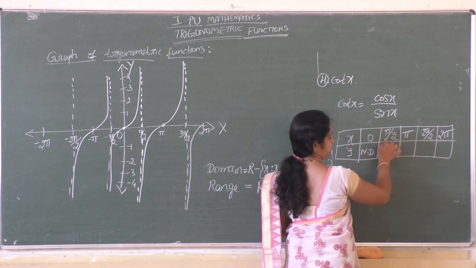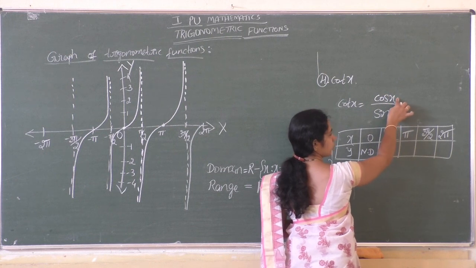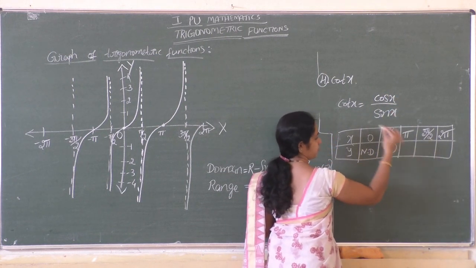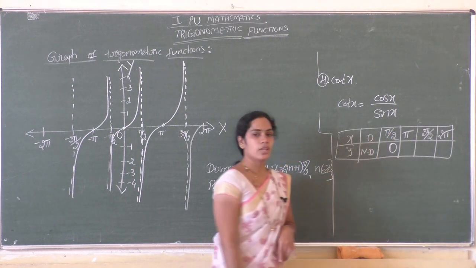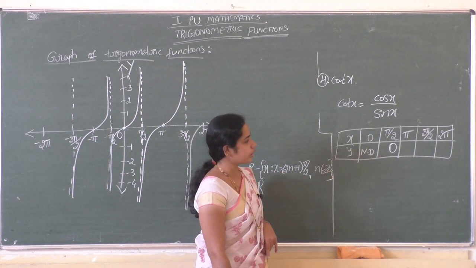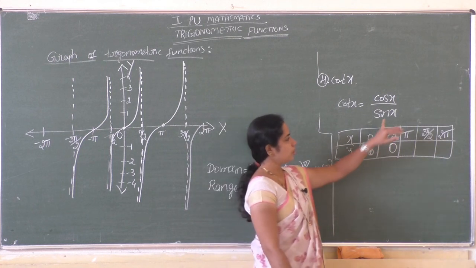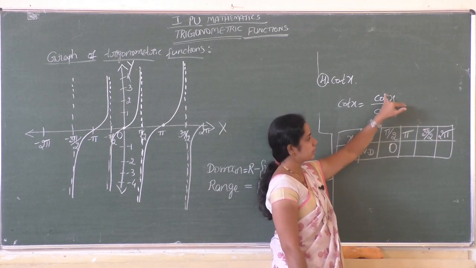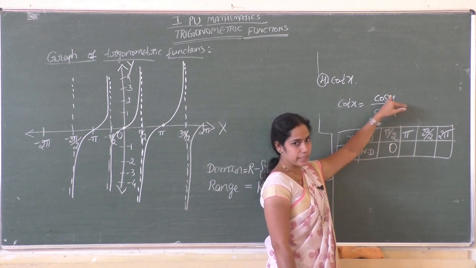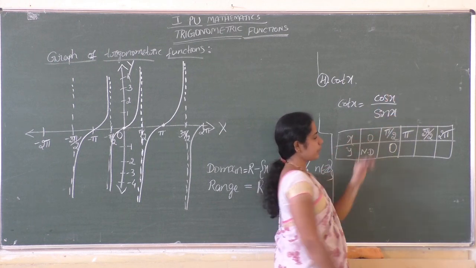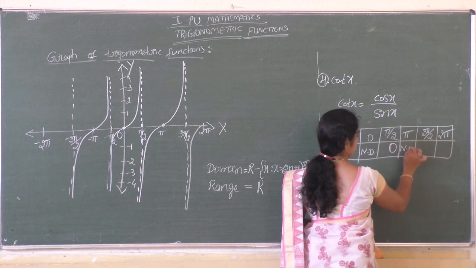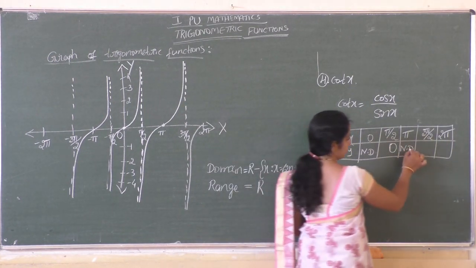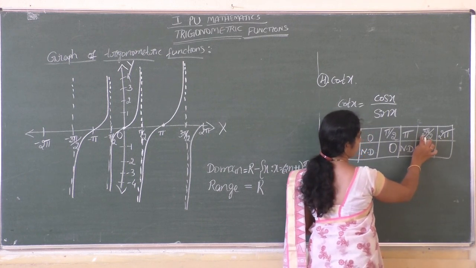Cot pi by 2: cos pi by 2 is 0, and 0 by any value is 0. Okay. What is cot pi? Again sin pi is 0, and cos pi is minus 1. Minus 1 by 0 is not defined.